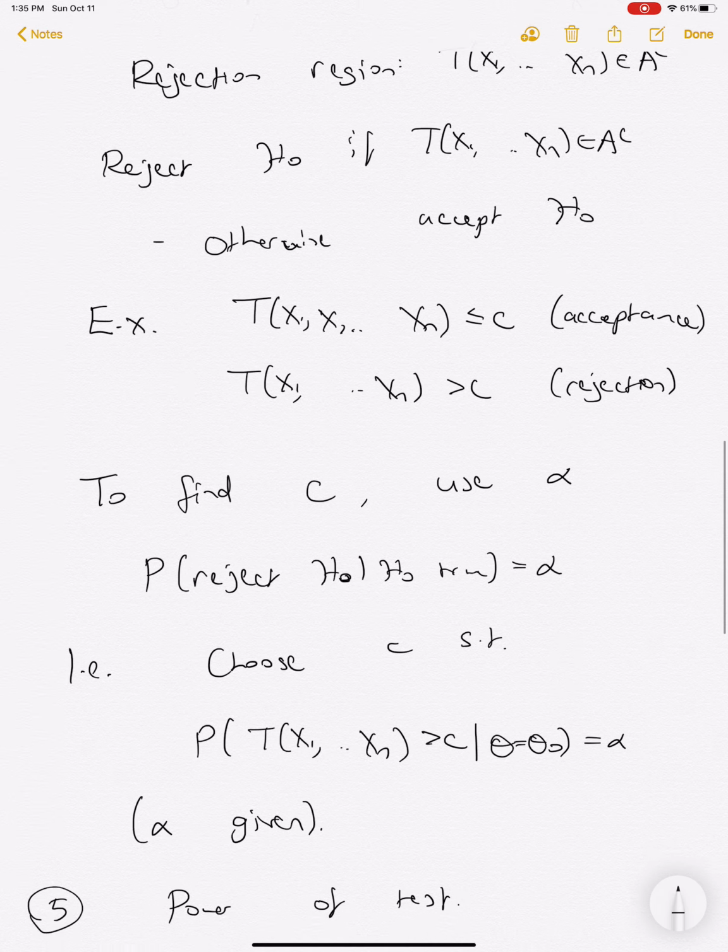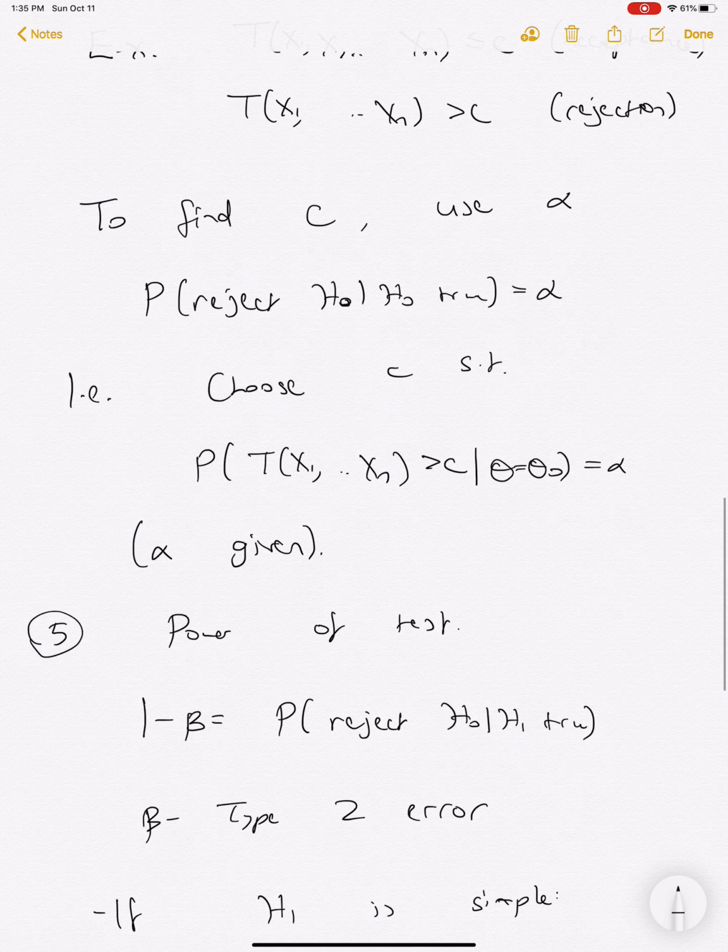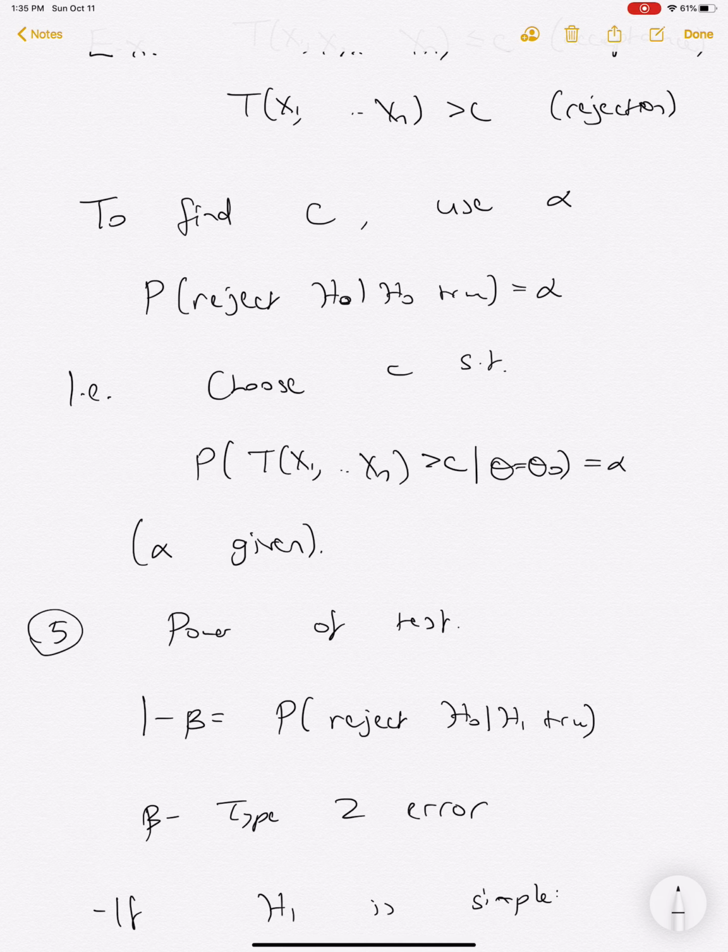So what we typically do to determine the acceptance or rejection regions is to find the probability that your T is bigger than C, given your theta was theta 0, which was the null. This is the notion that H naught is true, and you're looking at the probability that T is bigger than C.